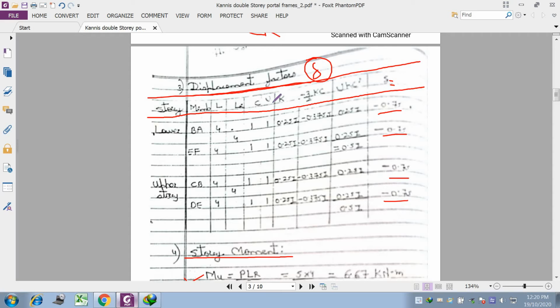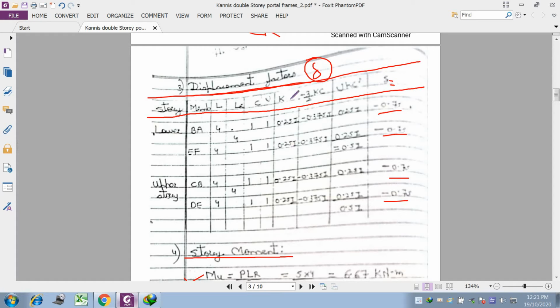Then the calculation of U. Sorry, C is the calculation for LR by L. So therefore C will be equal to 1, and U is calculated based on the support condition. If the fixed support is there, then the value of U will be 1, and if there is a hinge support, simple support, or other support, then the value will be 3/4. So here the U value will be 1, 1, 1.